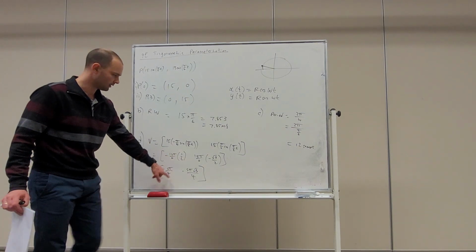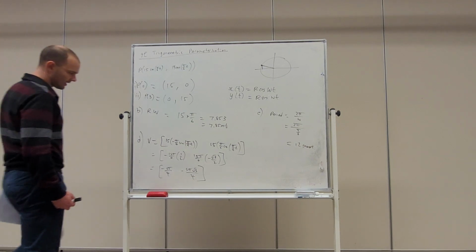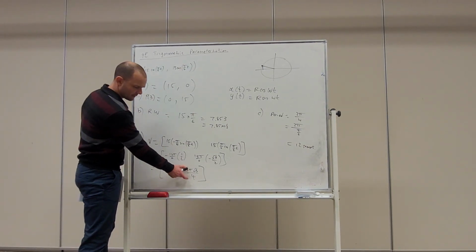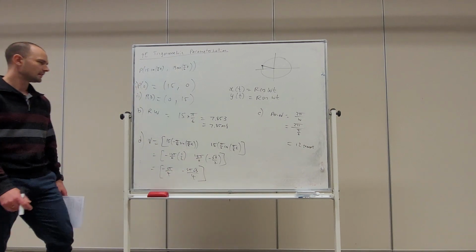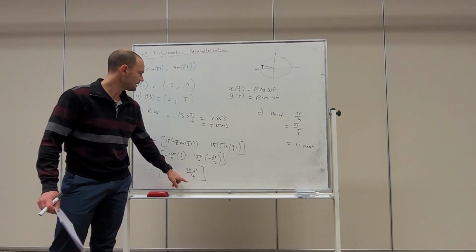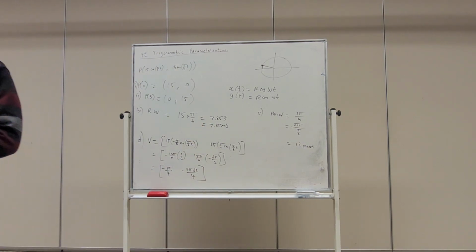When time is 5 seconds, the x value is moving in this direction with this magnitude, the y value has this direction and that magnitude, and the magnitude of this vector would be the speed, 7.85. Very good. Okay, so that's 9E.1.